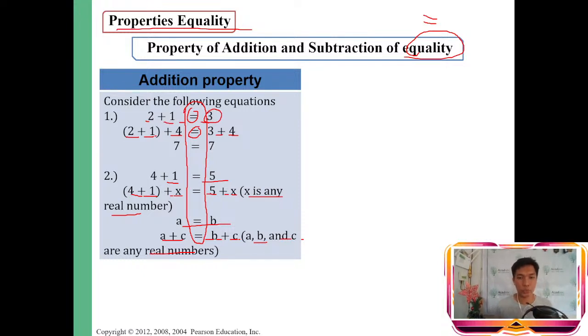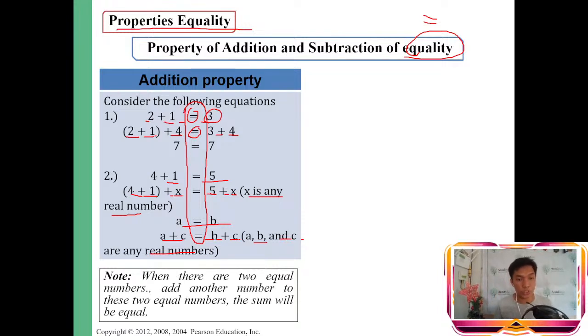Next one, look at this one. When there are two equal numbers, add another number to these two equal numbers. The sum will be equal. Take note of that. When there are two equal numbers, add another number to these two equal numbers, the sum will be equal.